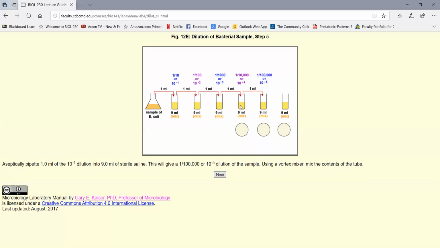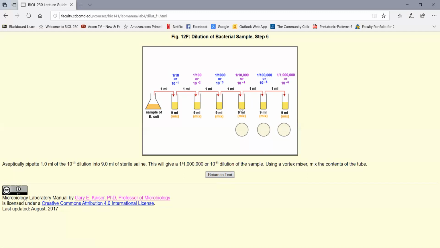Take 1 ml out of our 1 to 10,000 dilution, put into 9 ml of sterile saline. That's 1 to 10 of 1 to 10,000, which would be 1 to 100,000 or 10 to the minus 5. And if we do that one more time, that would give us 1 to 1,000,000 or 10 to the minus 6. So as you see, each successive tube has 1/10 as many bacteria per milliliter as the previous tube.